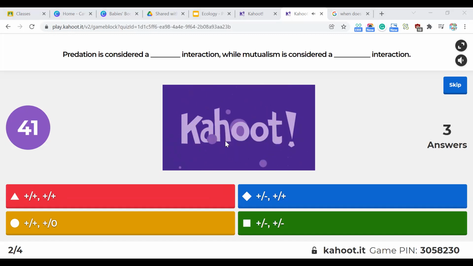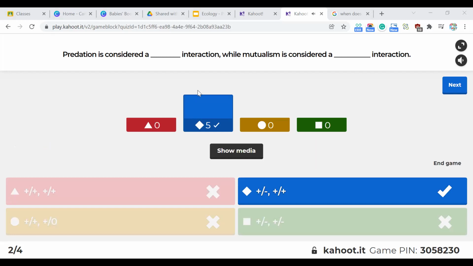All right, and just to remind you, plus means it's good, minus means it's bad, 0 means no effect. All right, cool. Yeah, you all got that right. So predation is plus minus because an organism is getting food and the other one's getting killed. So I don't think you want to be the one getting killed. And mutualism is considered a plus plus. It's in the name, mutual. So both organisms are being advantaged here. All right, next question.